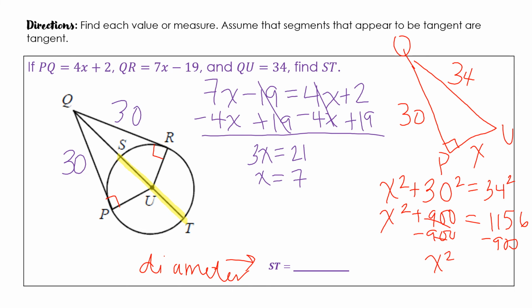So that gives me x squared equals 256. And then we're going to square root both sides. So that means that x is 16. So my radius is 16. That's true for PU, that's true for UR, that's true for SU, and that's true for TU. So now we're looking for ST, since it's a diameter. 16 plus 16, or 16 times 2, is 32.